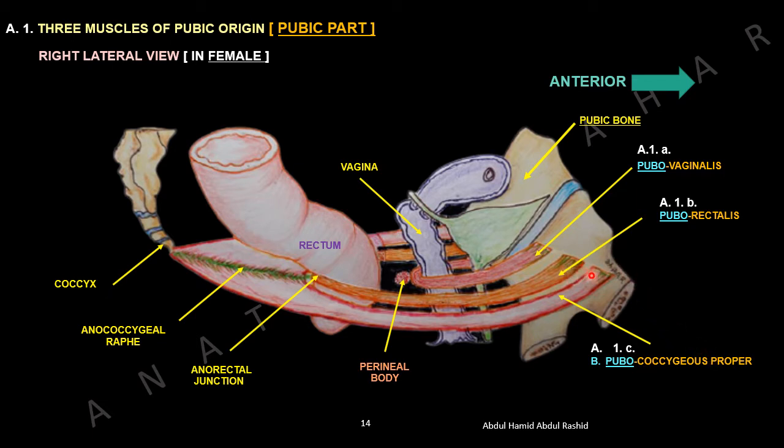The middle one and the outermost one are the same as in the case of male. Origin, anterior origin and posterior part, everything is the same as in male. But the first one, pubovaginalis, coming from the back of the pubic bone, has fibers that go around to the back of the vagina, where they meet the fibers from the opposite side, and they attach to the perineal body. So this is pubovaginalis in the case of female. The rest are the same as in the male.